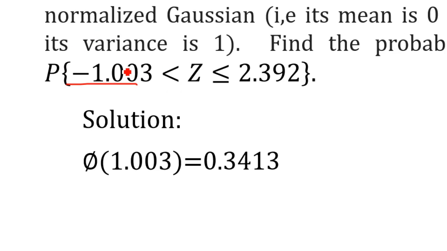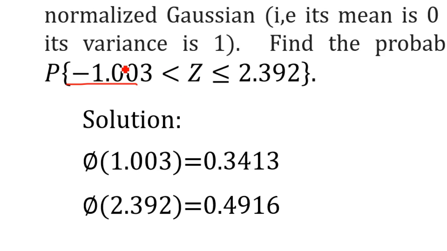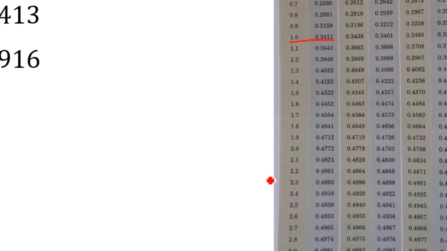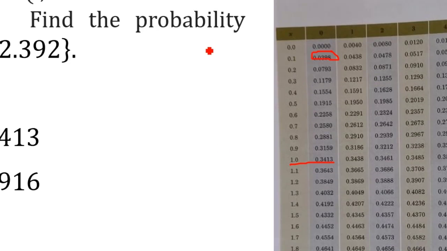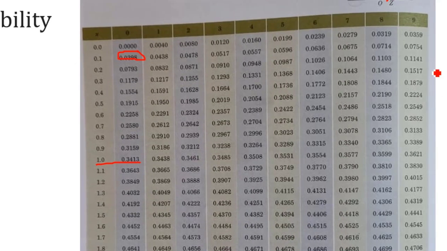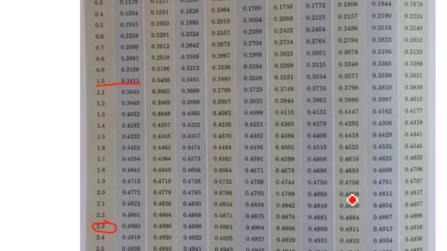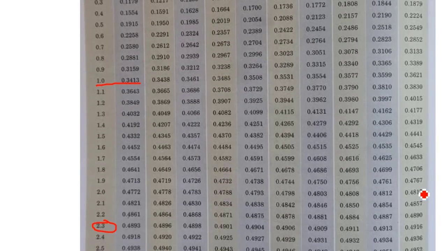Okay, now we need to calculate the PDF at 2.392. After rounding it will be 2.39. All right, so 2.3 is here, then 9 is here, and where they meet, they meet at this point.